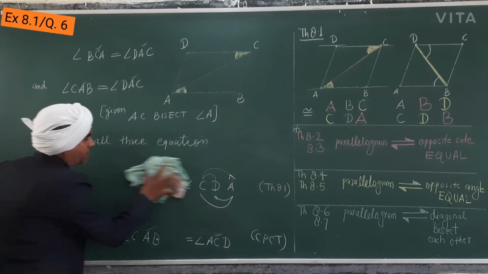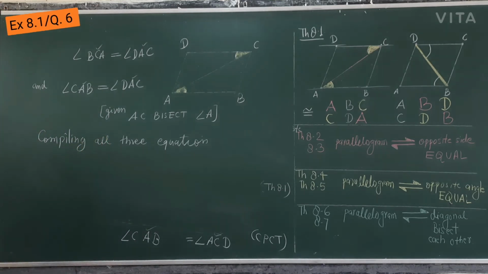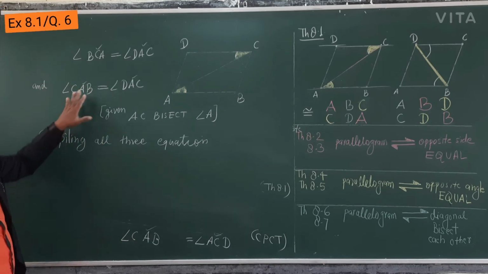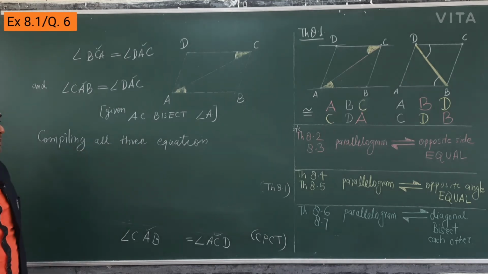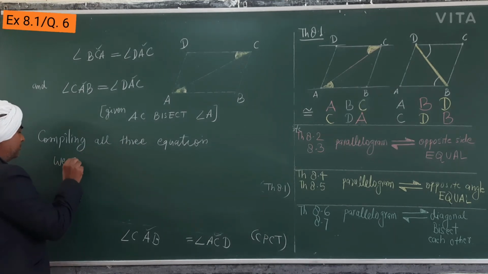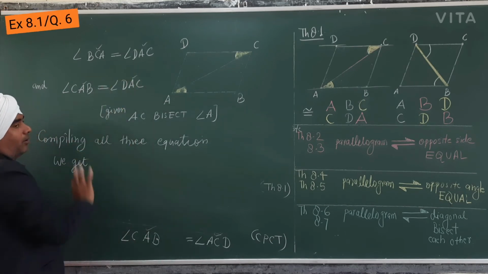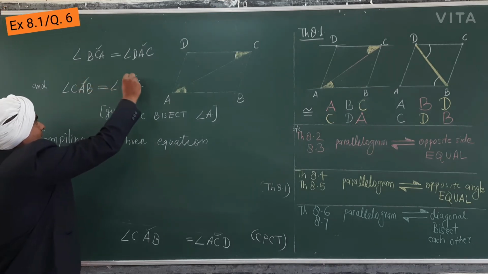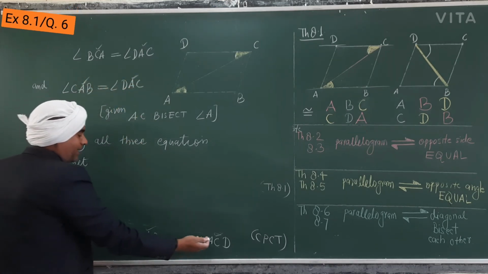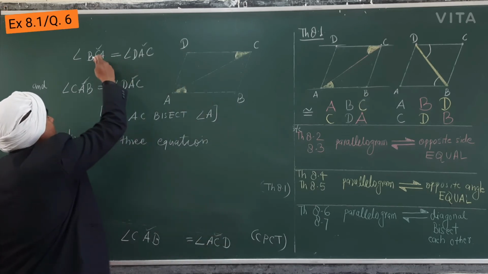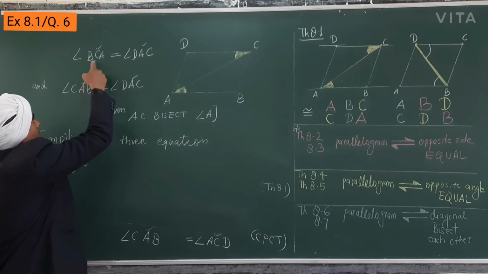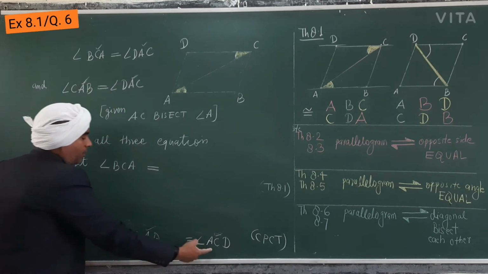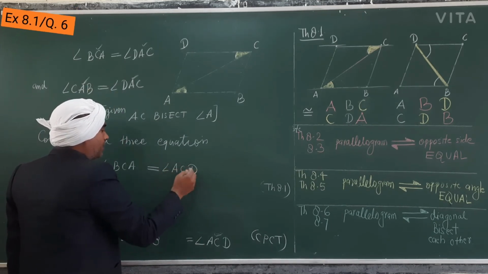Okay. So that was the first line. Second line, this is third and fourth, and this is the proof. Compiling all the three equations, we get, actually these all are equal. Here we have taken A and A, so you can take C and C, C here and C here, we get angle BCA equals to angle ACD, means angle C is bisected.